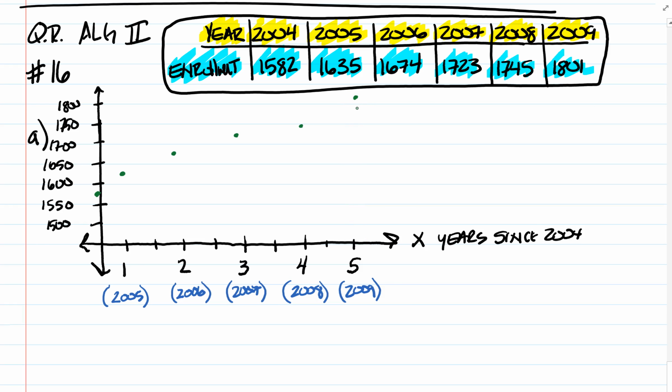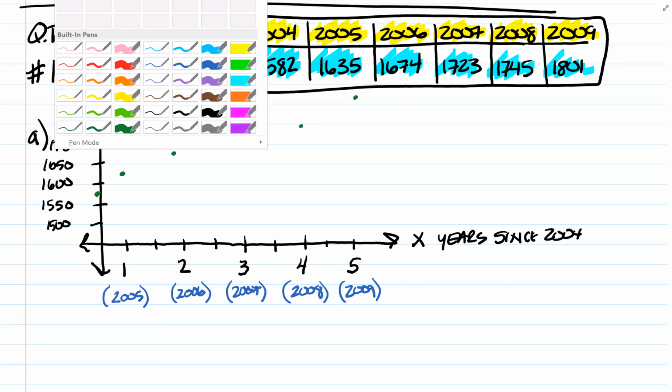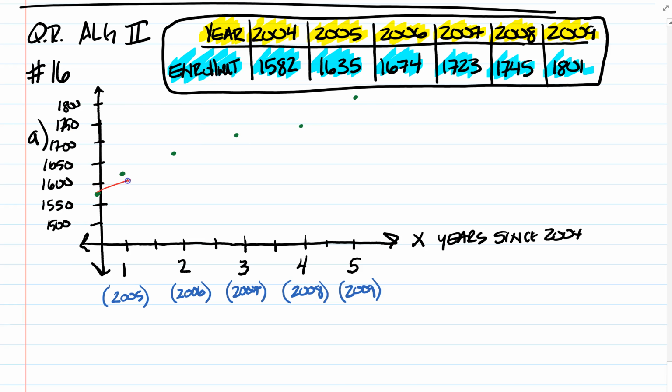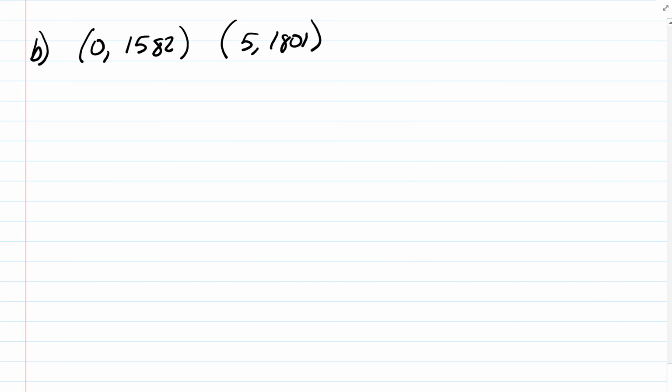And then it said to draw the trend line. So if I was going to draw the trend line, I would do something that looks kind of like that to draw the trend line for part A. Part B says to use the first and the last points to find the equation of the trend line.